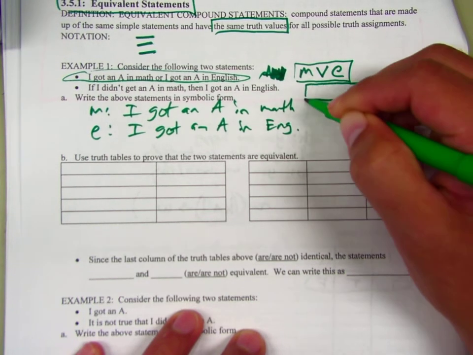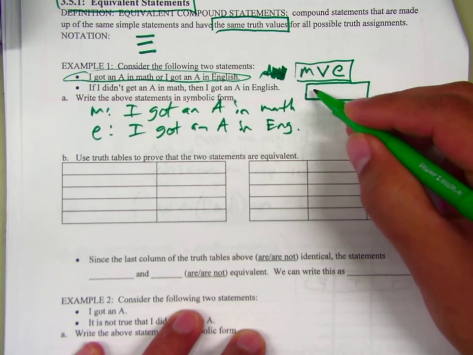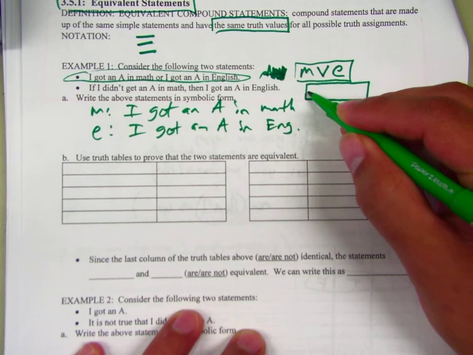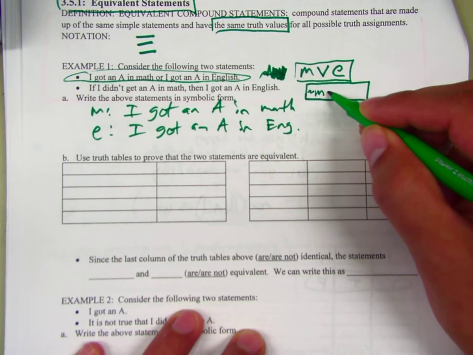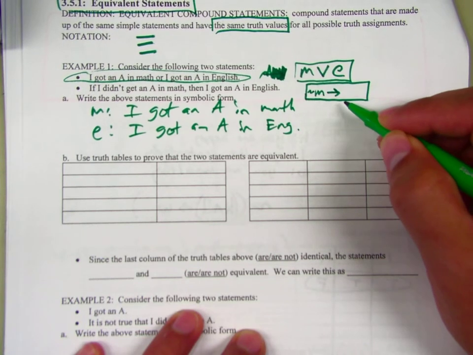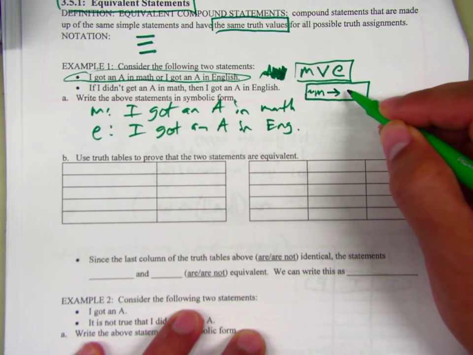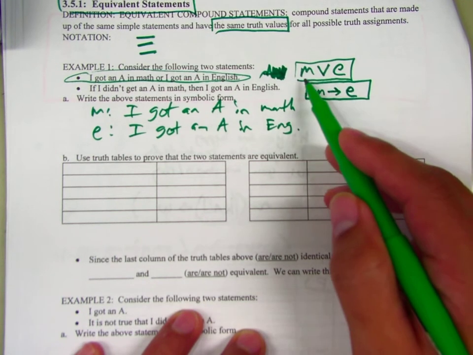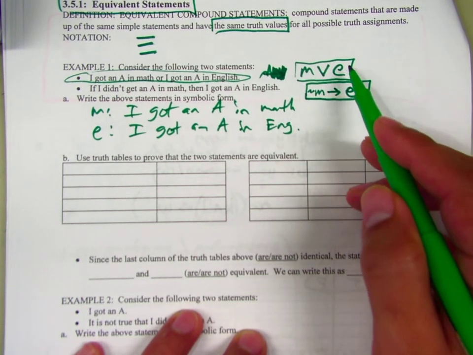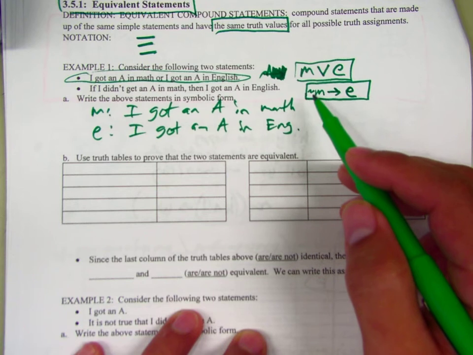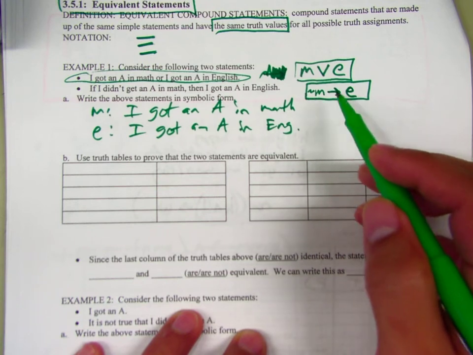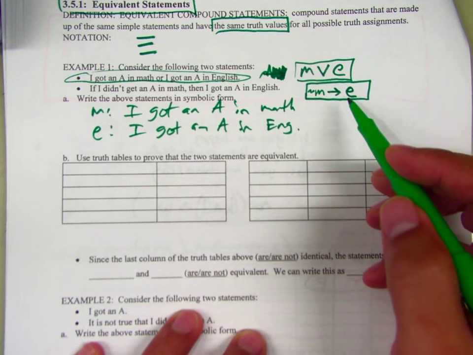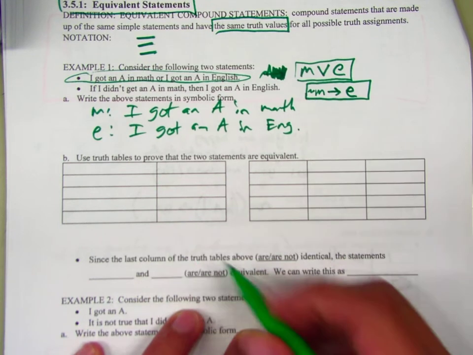What about this one? So negation of M, and then E. So M or E, and the statement if not M, then E, sounds different, but means the same thing, and we're going to show that right now.